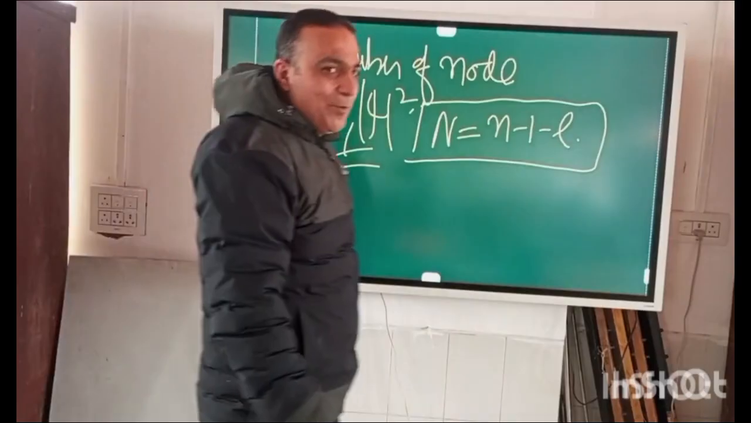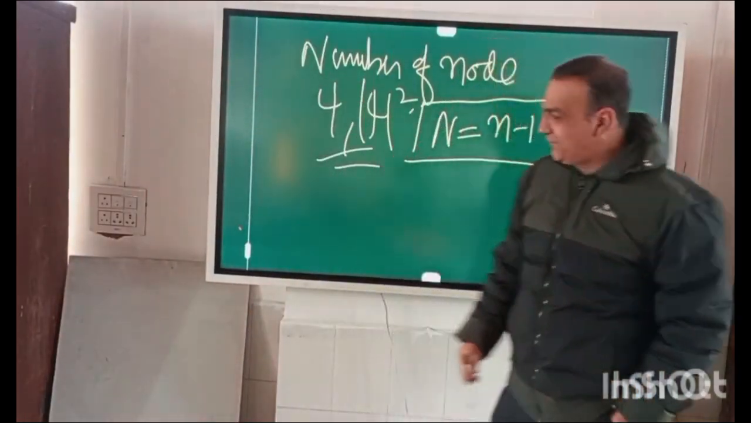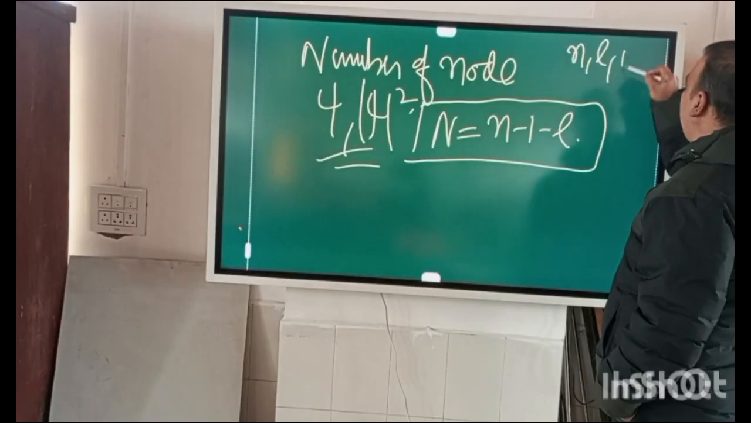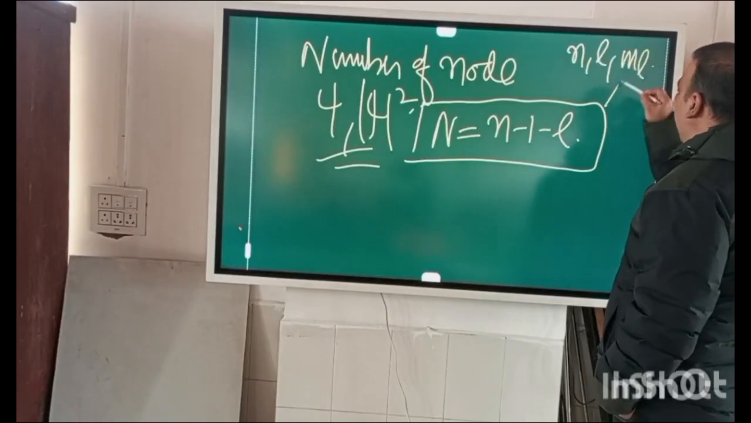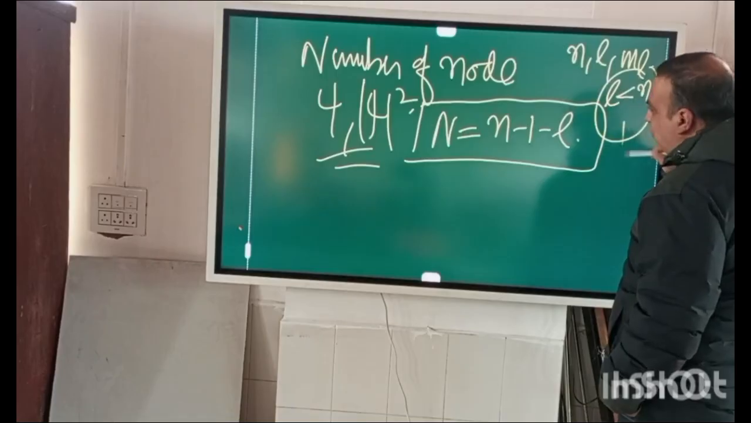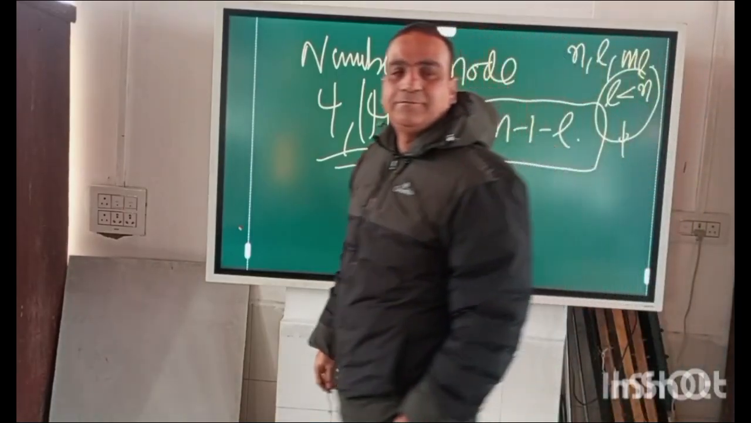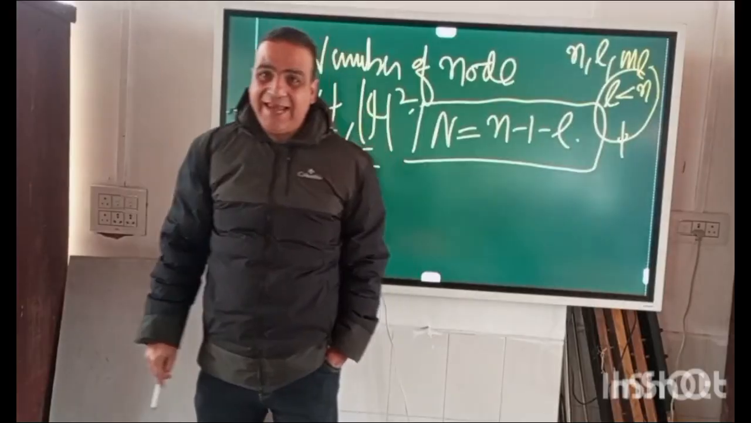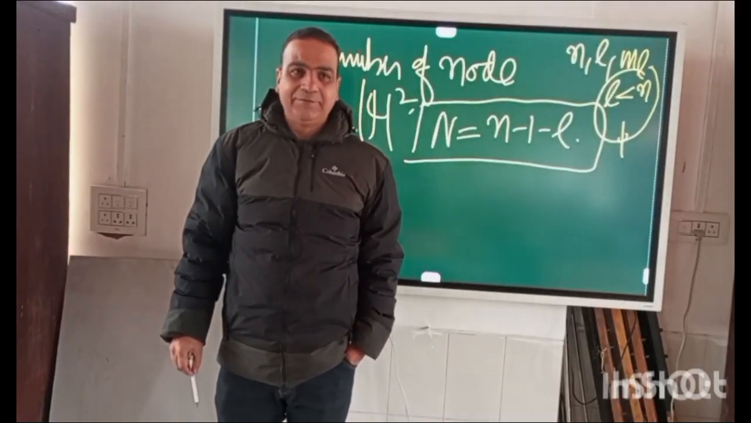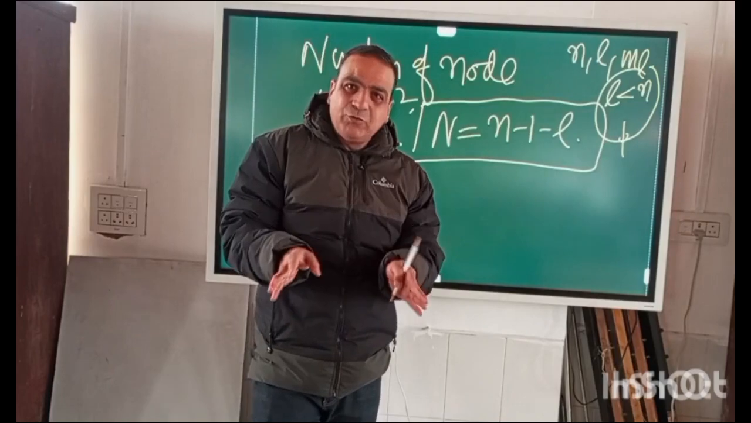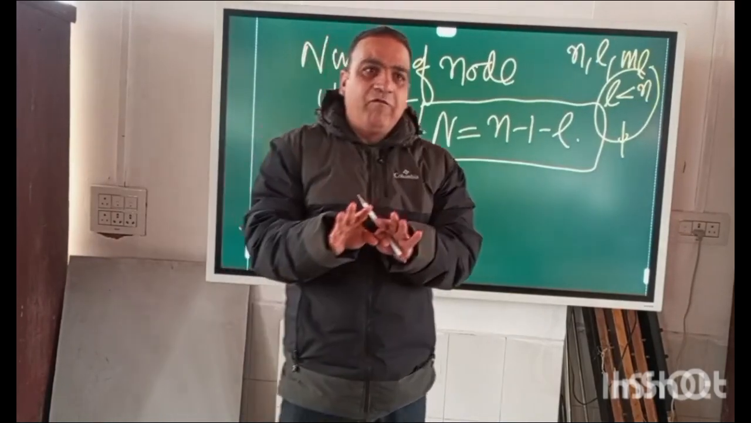There is another important argument. And what is that? The argument is that you have n, you have l, and you have ml. The argument is that l has to be less than n. The orbital angular momentum quantum number has to be less than that of n.